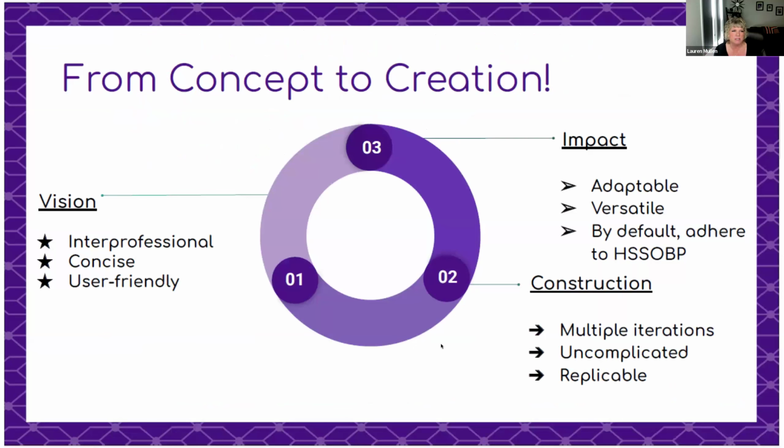So here, from concept to creation, we had this vision, as I was summarizing, that we wanted it to also be interprofessional. We wanted it to be concise. I'm an efficiency expert, so I really like things that are concise, efficient, and user friendly. Over time, we had a construction process with multiple iterations. We wanted it to be uncomplicated and replicable, and the impact was that this template became very adaptable and versatile, and it was the springboard for a lot of other modalities of simulation.